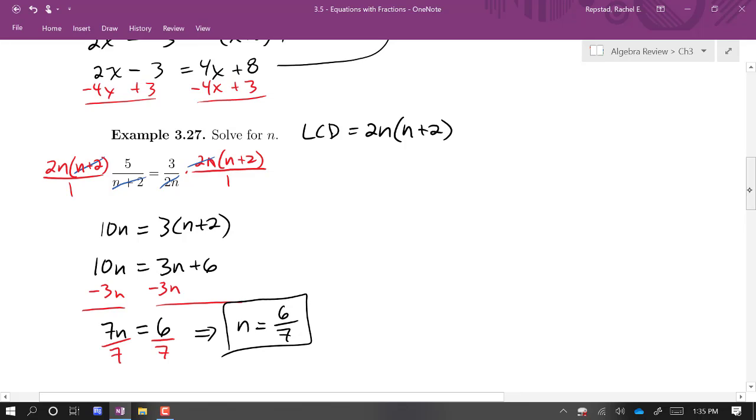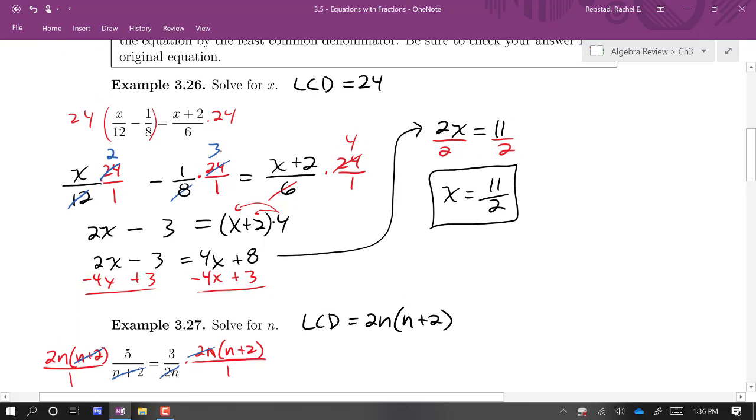Now, as we solve these, one thing we have to keep in mind is that it's possible to get what we call extraneous roots, which means we could do everything right algebraically and get a result that doesn't actually solve the equation. And so what we want to do is just be on the lookout for values of the variable that make us divide by 0 in the original equation. So in the original equation, the only values that would make us divide by 0 are -2 and 0. So we got n is equal to 6/7, and that's fine. In the first example, our denominators were all constant, so there was nothing that was going to make us divide by 0 there.